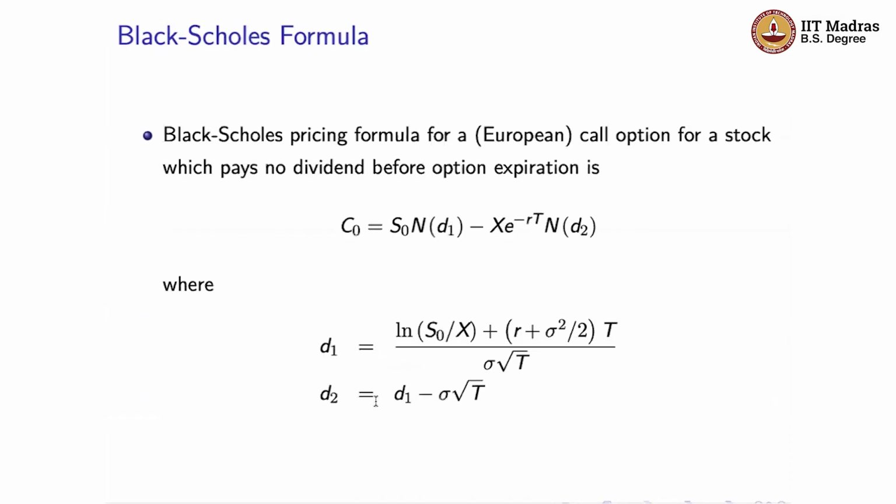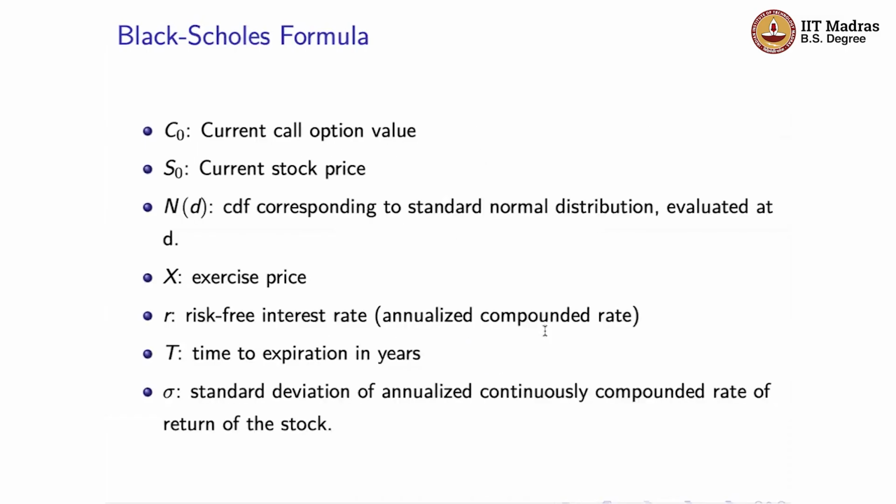Sigma, again, that we see in here and in here, stands for the standard deviation of the annualized compounded rate of return of the stock, right? So that just leaves this N of d. So this N of d is a CDF, which corresponds to the standard normal distribution. And when we write N as a function of d, we are evaluating this CDF at a point d.